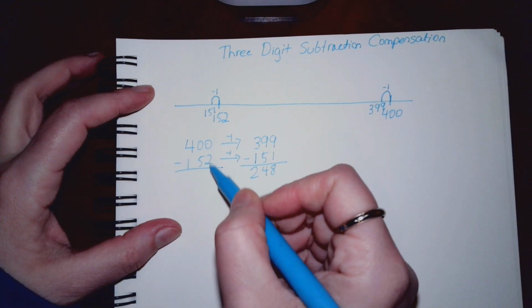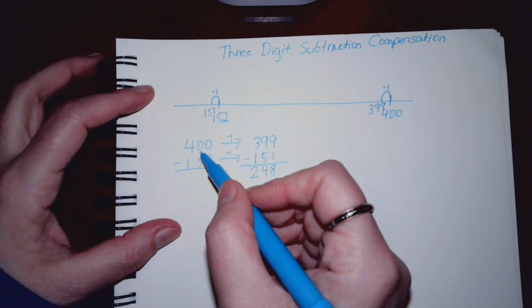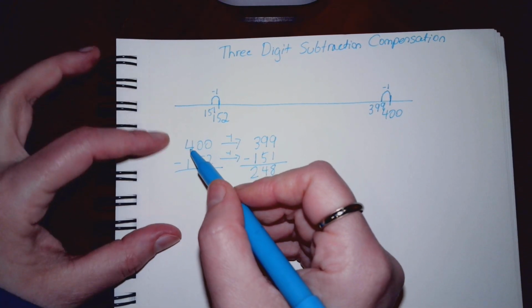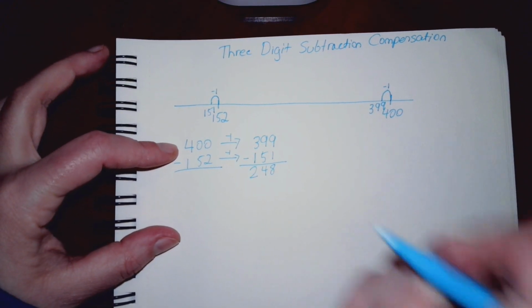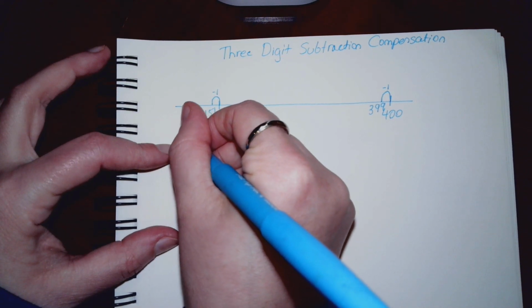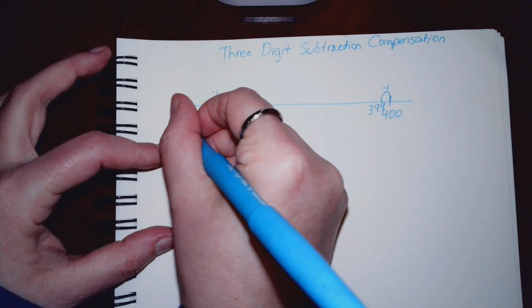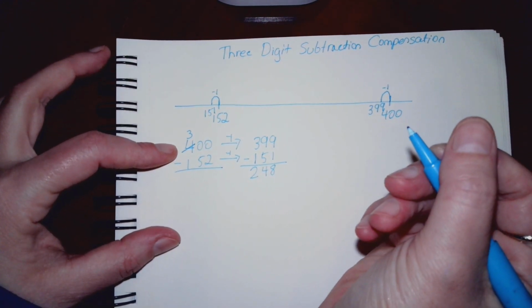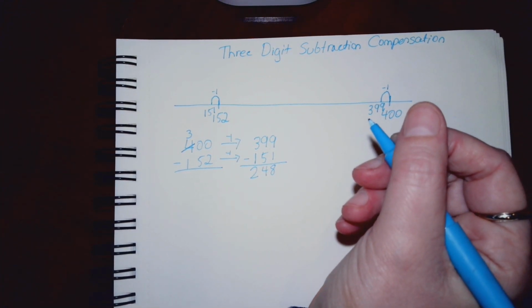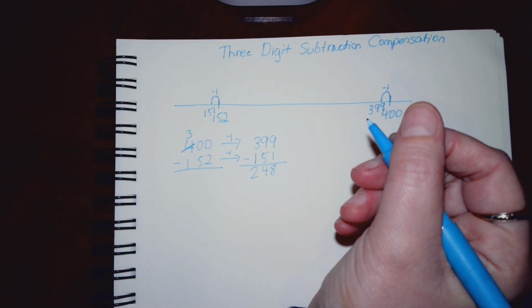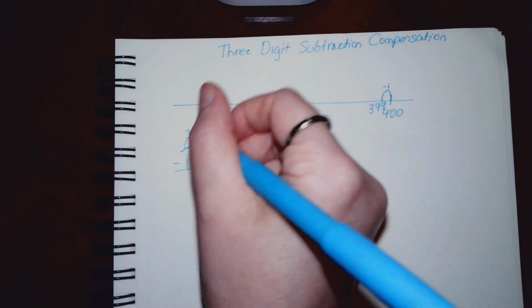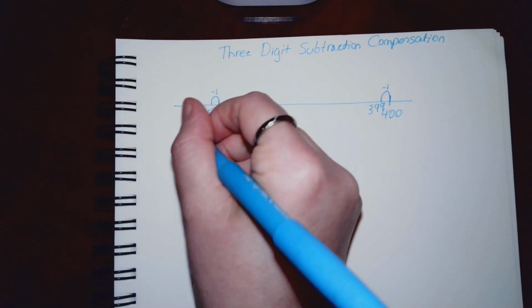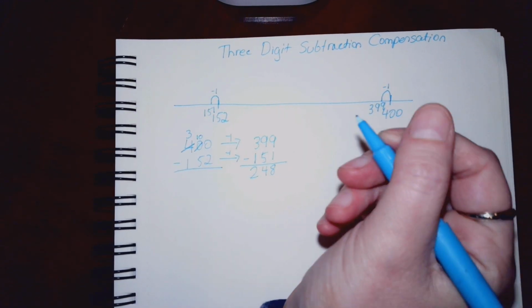So here I don't have enough ones, so I have to go to my tens. Oh, my tens can't help me, so now I have to go to my hundreds. So I can take 100. I show that I take 100, and if I take 100, I only have 3 hundreds left. What does 100 break up into? If you said 10 tens, you are correct. So I'm going to cross off the 0. I'm going to make it 10 tens.